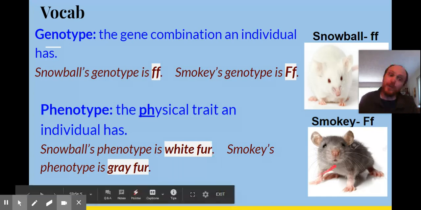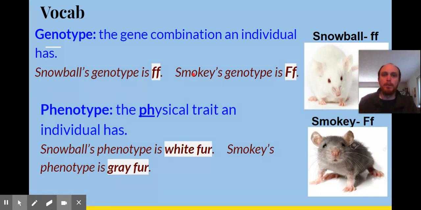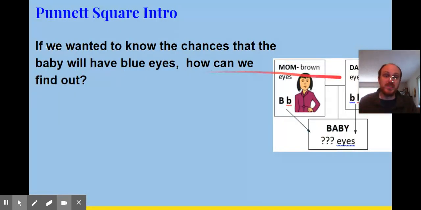Smokey's phenotype is gray fur. You can look at Smokey to determine the phenotype. You can tell physical traits by looking at them, but genotypes require more. Okay, so we're going to practice those today.